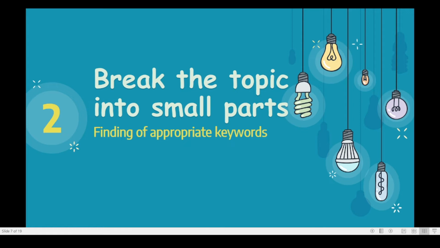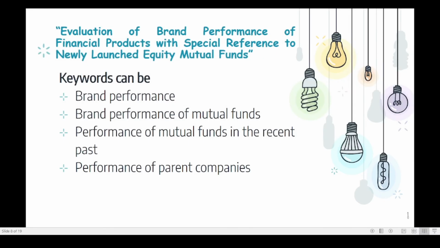Break the topic into small parts. This means that you have written a 2-line, 3-line topic of a study. You have to just find out certain keywords, because those keywords are going to help you a lot in certain cases. How? Suppose I had taken a study.